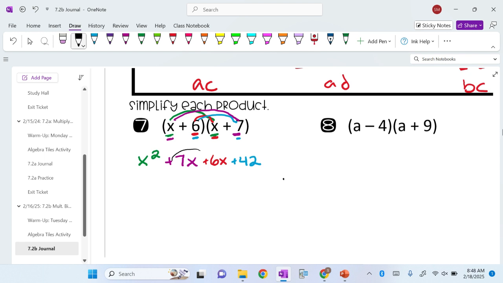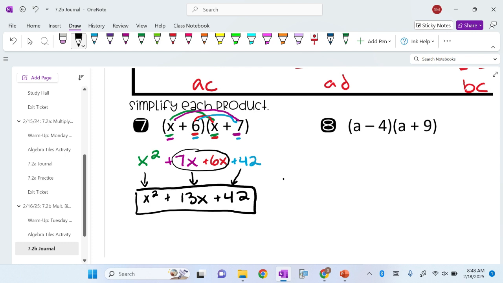7x and 6x are my like terms. So I'll bring down the x squared plus, what's 7x plus 6x? 13x. And then bring down the plus 42. Now we got our answer. And you could have gotten that exact same answer if you did box method. All right. So that was foiling.